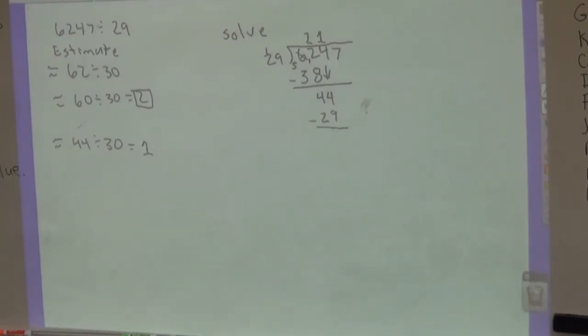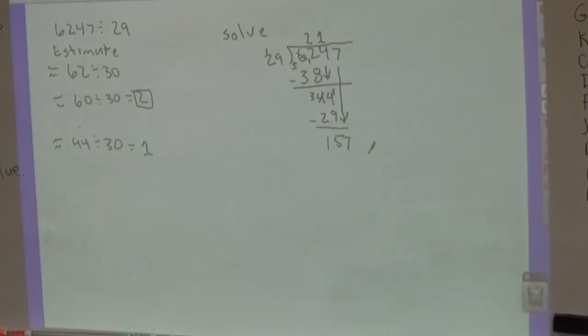Now we subtract. We cannot take 9 from 4. 4 is too small to get 9 from it. So we have to borrow from this 4 and make that into a 3. And that puts 10 more into that place. 14 minus 9 equals 5. And 3 minus 2 equals 1. 15. Now we bring down the 7.